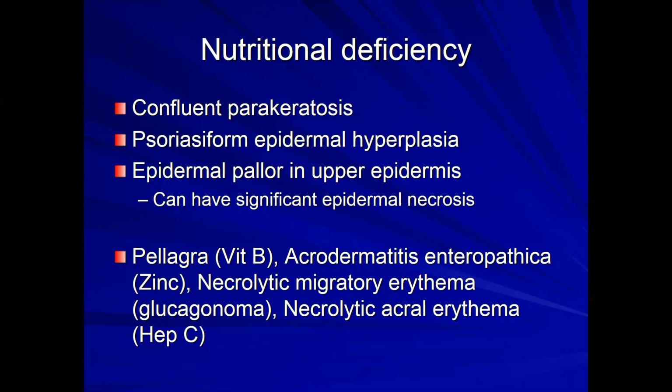All right, so nutritional deficiency. This includes everything from pellagra, acrodermatitis enteropathica, necrolytic migratory erythema, necrolytic acral erythema. These will give you a psoriasiform pattern in the epidermal hyperplasia with confluent parakeratosis, and then you're going to have pallor in the upper epidermis. If you think about it, it's as if you don't nourish your skin enough from the inside out, so the very outermost distal part is dying from lack of nutrition.